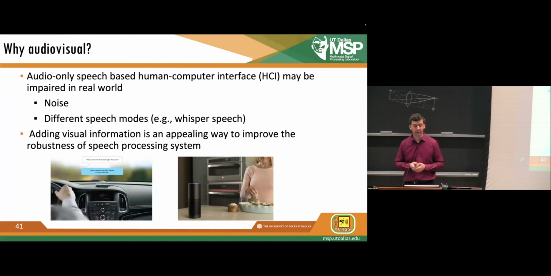The issue when you put an ASR system to work in real spaces is that we still have issues with noise. Sometimes you have different speech modes. For example, sometimes we might whisper, so the visual information might provide extra information. So adding visual information in this context usually leads to robustness in the speech processing pipeline.